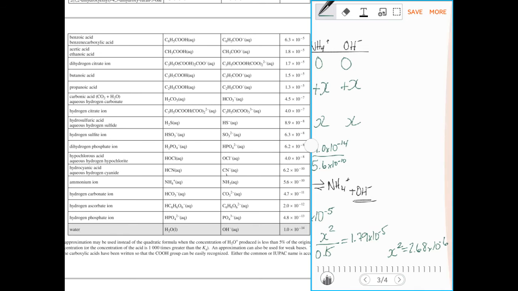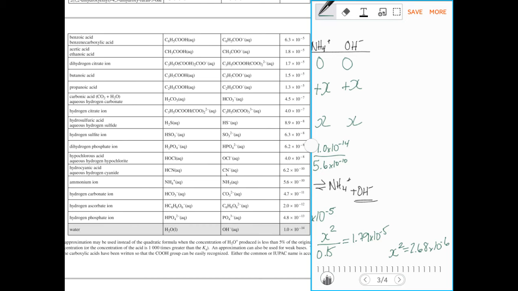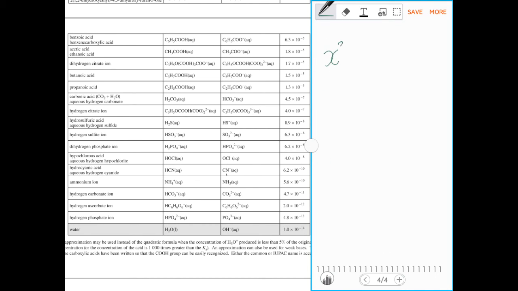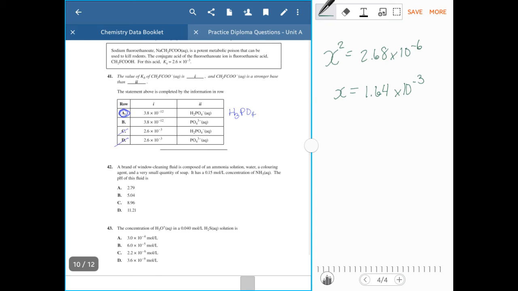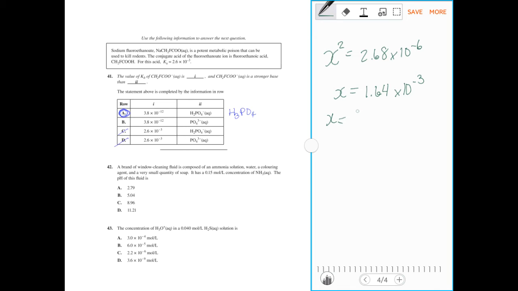I'm just going to write this number on the other page here. So x squared was equal to 2.68 times 10 to the negative 6. And when I square root that to solve for x, x is equal to 1.64 times 10 to the negative 3. Now that I know my value of x, when I go back a few pages, I know that x is equal to my hydroxide ion concentration.